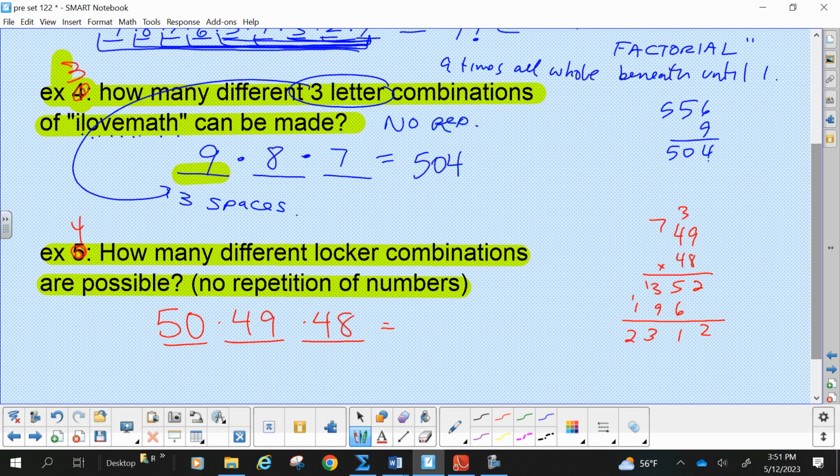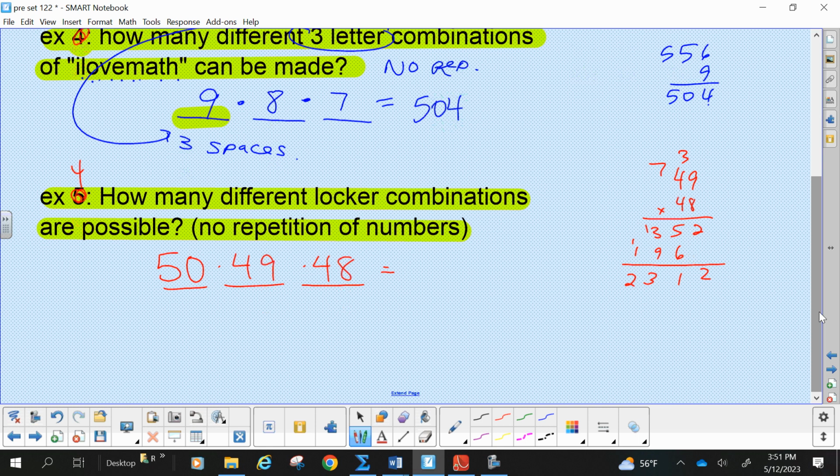I get 2,312 there. Do you agree? Now we're going to multiply that by 50. I'll multiply it by 5 and add a 0. Altogether then, we'd have enough combinations to have 115,000 students have different combinations. So these numbers grow really fast.